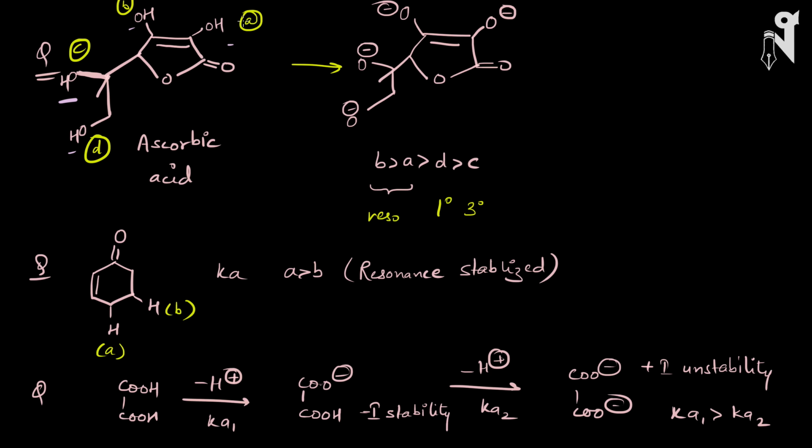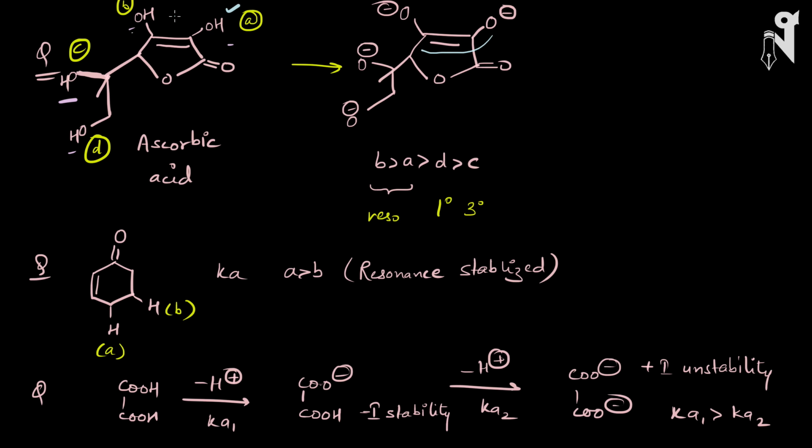So now look at it. If I remove hydrogen from A, what will happen? It will form an alkoxide ion. This will get into conjugation with this double bond. So here is the negative charge. This will conjugate here, and this will do the resonance like this. So this is the resonance which will happen with this oxygen, right? So this oxygen will do resonance like this.